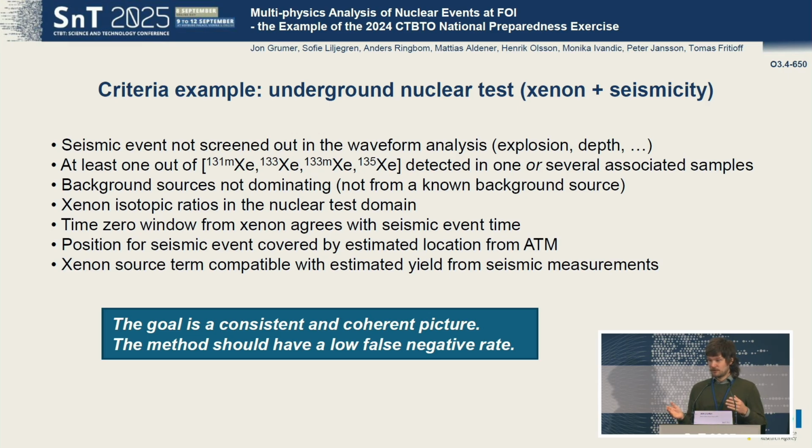And then also, if you're able to determine a seismic yield, you want that to fit with the xenon source term. And the idea here is, of course, to have a consistent and coherent picture, and it's important also to not miss any events, right? You want to have a low false negative rate.